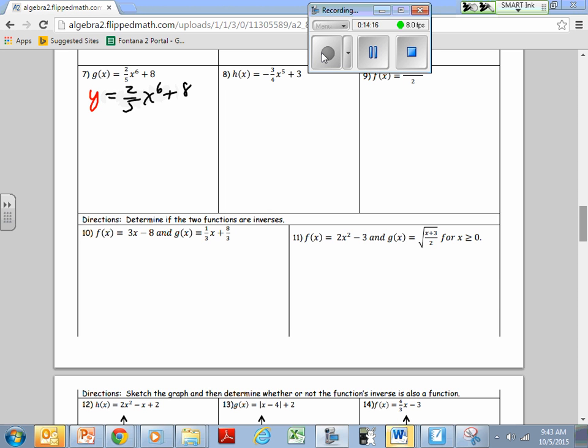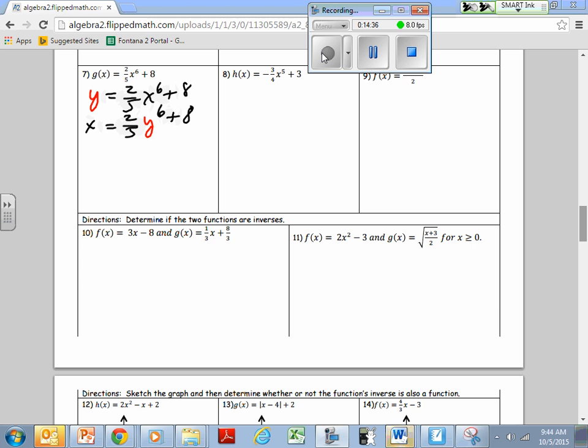Step 2, we're going to switch the places. So step 1, rename. Step 2, switch the place of the y and the x. I'll keep the y red so you can see that it switched with the x. And now it's doing what the x was doing. Nobody else moves, just the x and the y, they switch places.